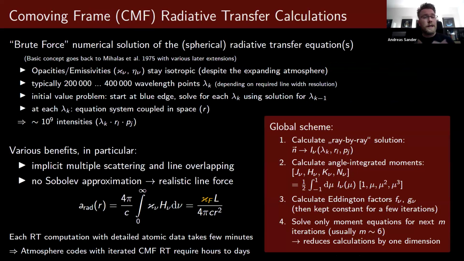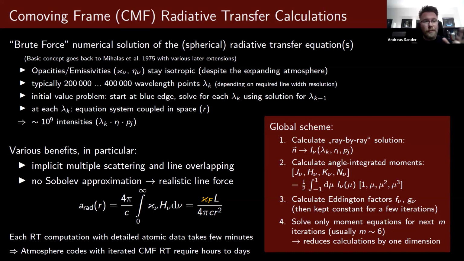Now, in order to treat that in an expanding framework, what we do in the code that we work with in our group is a co-moving frame radiative transfer calculation. This is, bluntly speaking, a brute-force numerical solution of the spherical radiative transfer equation, with a basic concept going back to Dimitri Mihalas in the 70s, but with various later extensions to handle current problems. The advantage of doing this in the co-moving frame is that your opacities and emissivities stay isotropic despite the expanding atmospheres, but you buy this at a significant numerical cost.